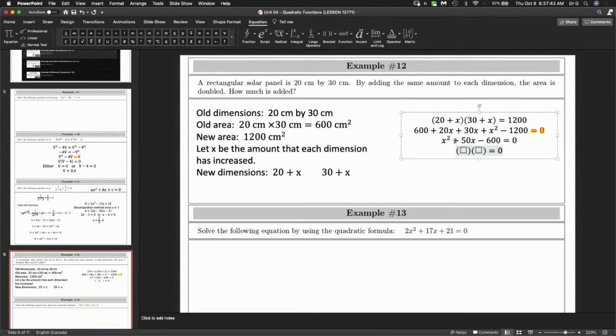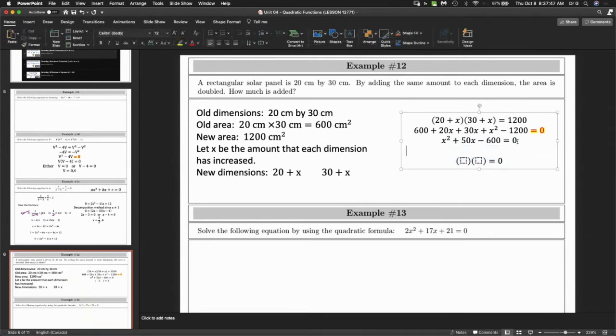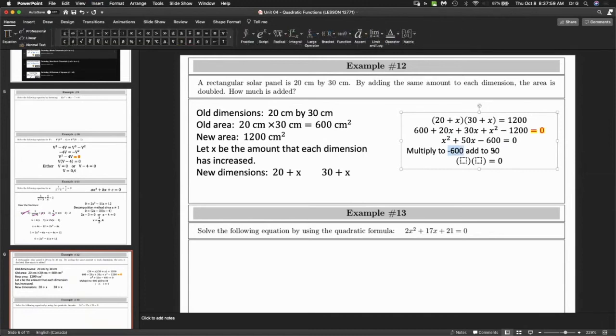What's the factored form here? So you're probably wondering, two numbers that multiply to negative 600 and add to 50. What numbers multiply to negative 600 and add to 50?